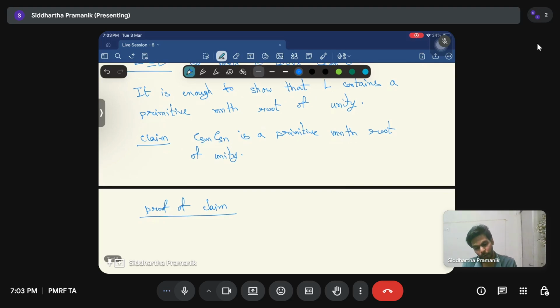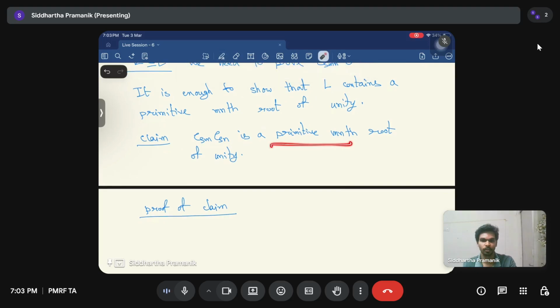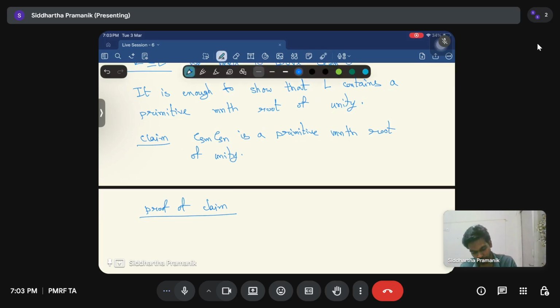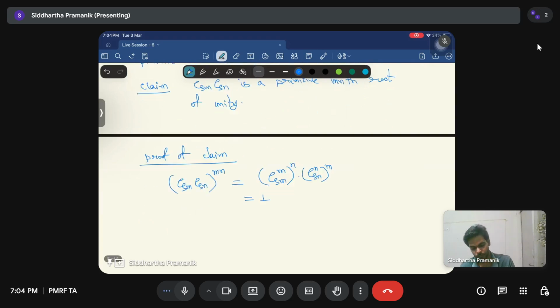So to prove it is a primitive mnth root, first it has to be an mnth root, right? So what is zeta m times zeta n whole power mn? This we can write as zeta m power m whole power n, and zeta n power n whole power m, and this will give you 1. So it is an mnth root.